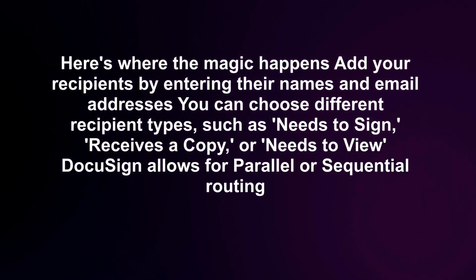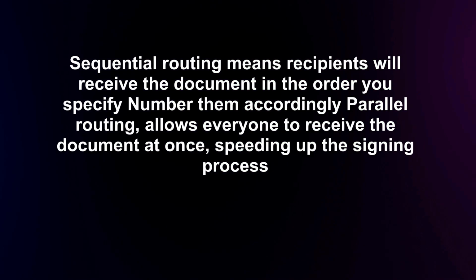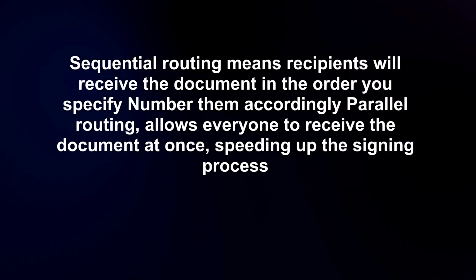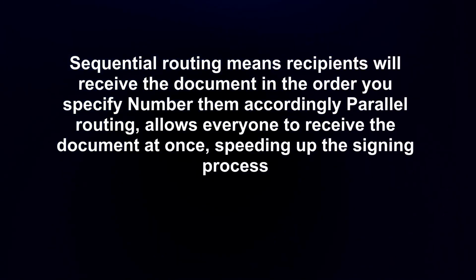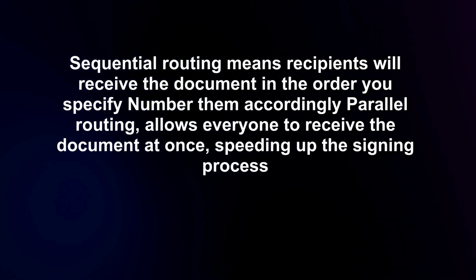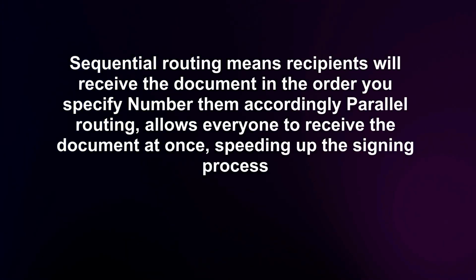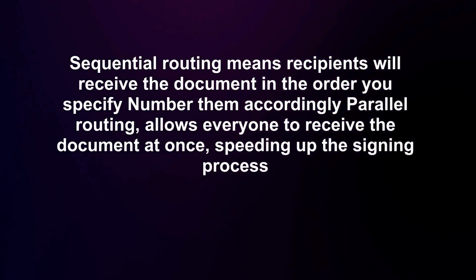Docusign allows for parallel or sequential routing. Sequential routing means recipients will receive the document in the order you specify. Number them accordingly. Parallel routing allows everyone to receive the document at once, speeding up the signing process.